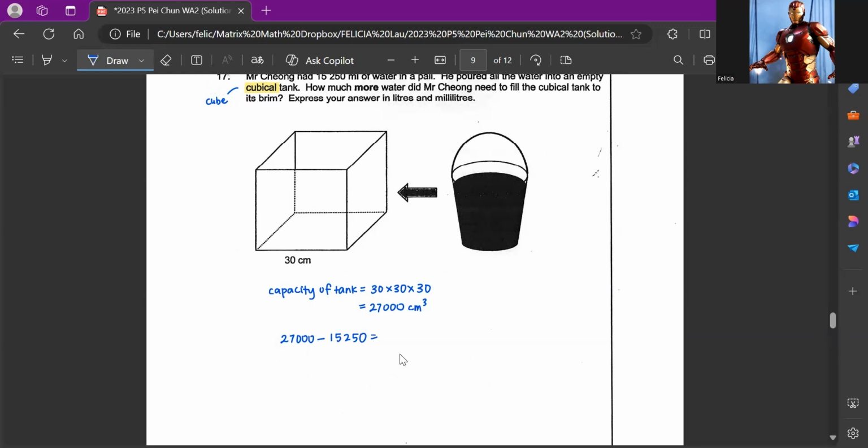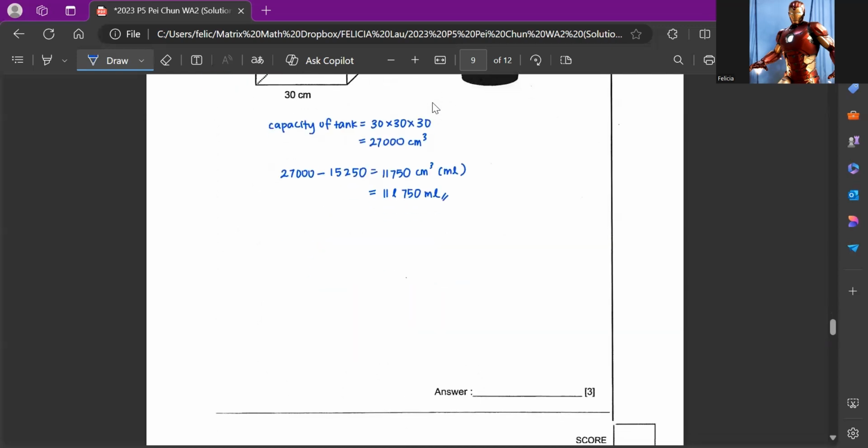So this works out to be 11,750 cubic centimeters. In this case, it's the same as ml, right? cm3 and ml are the same thing. So read the question: express your answer in liters and milliliters. So 1 liter is 1000 ml. So this is 11 liters and 750 ml. Okay, so there you go. This will be the answer.